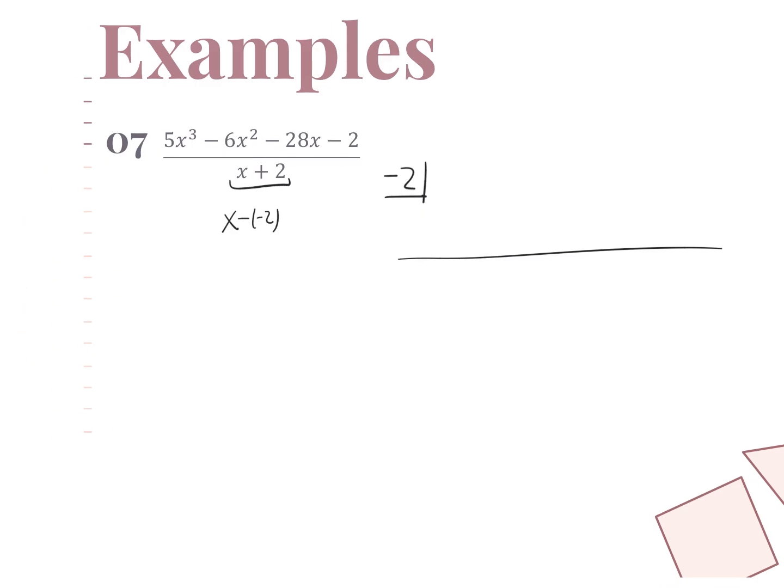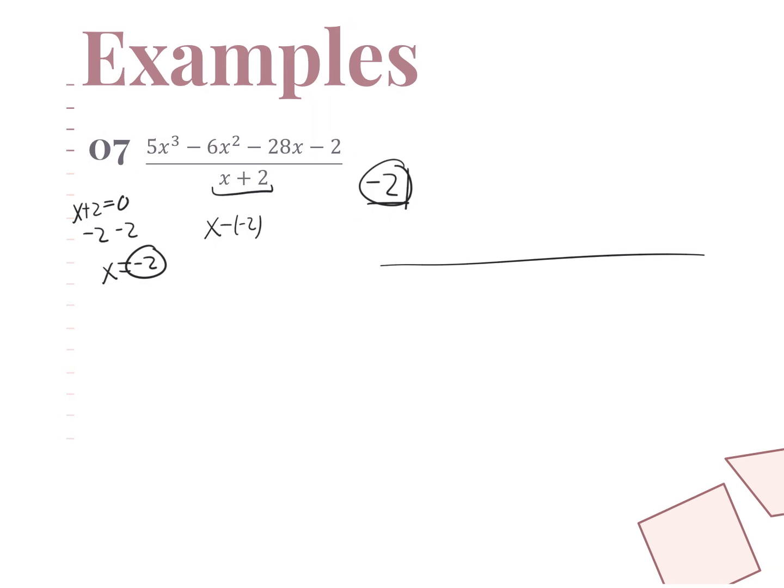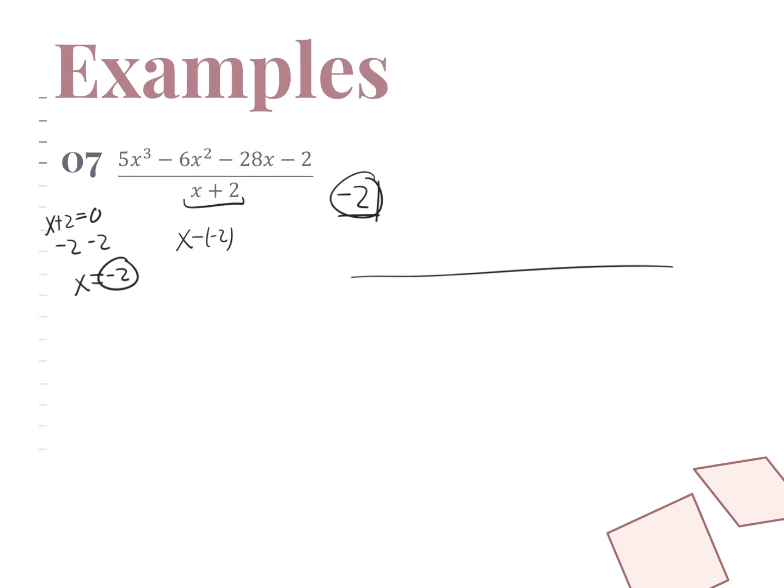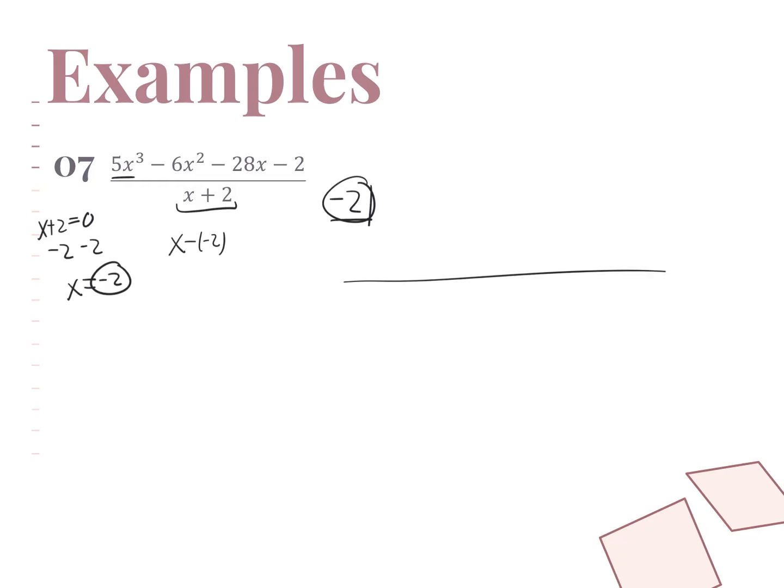Another thing that you could do is just set the bottom equal to 0, right? x plus 2 equals 0. And then when you solve it, minus 2, you get x is negative 2, and that's the number that you're putting in that box, all right? And then once again, right beside it is going to go the coefficients of your dividend. All right, and your dividend is the expression on top, in decreasing exponent order.